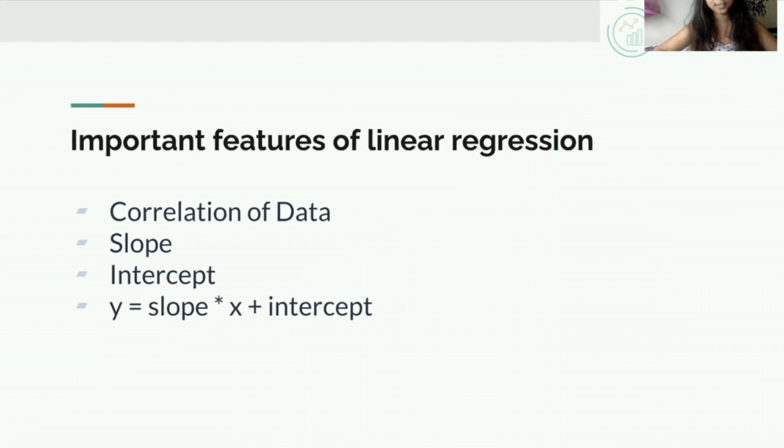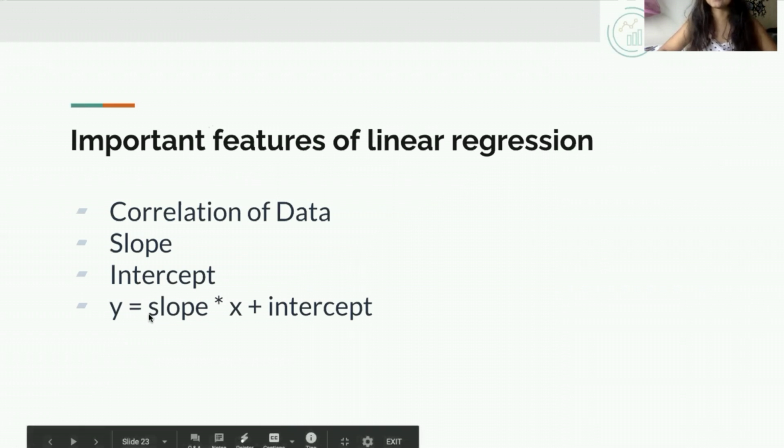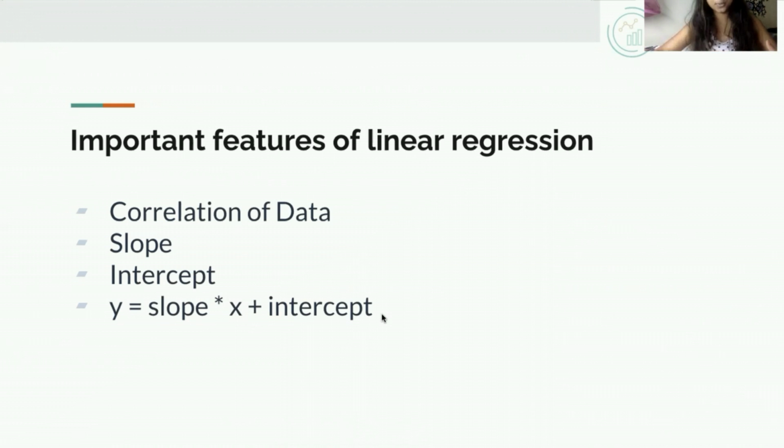The next one is the slope. Then we have the intercept. And the fourth one is y equals slope times x plus intercept, which is the line equation that you're probably familiar with from the SATs or something like that.